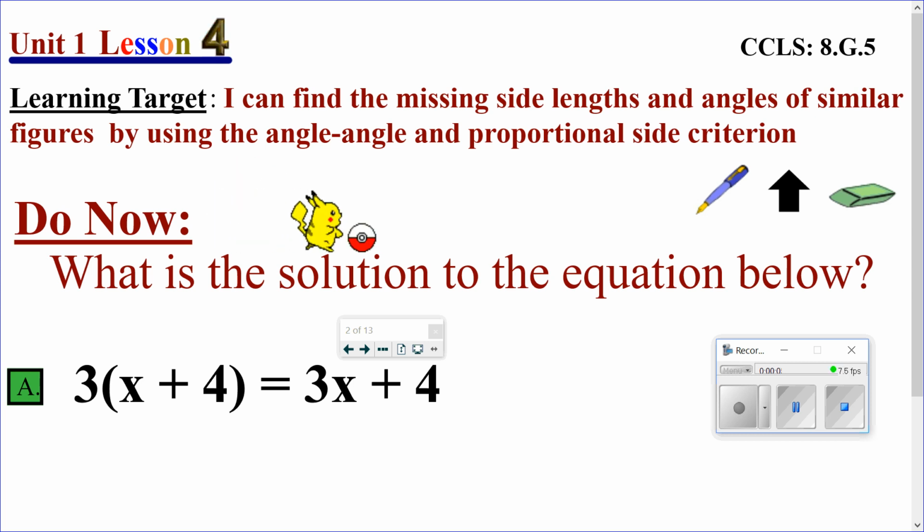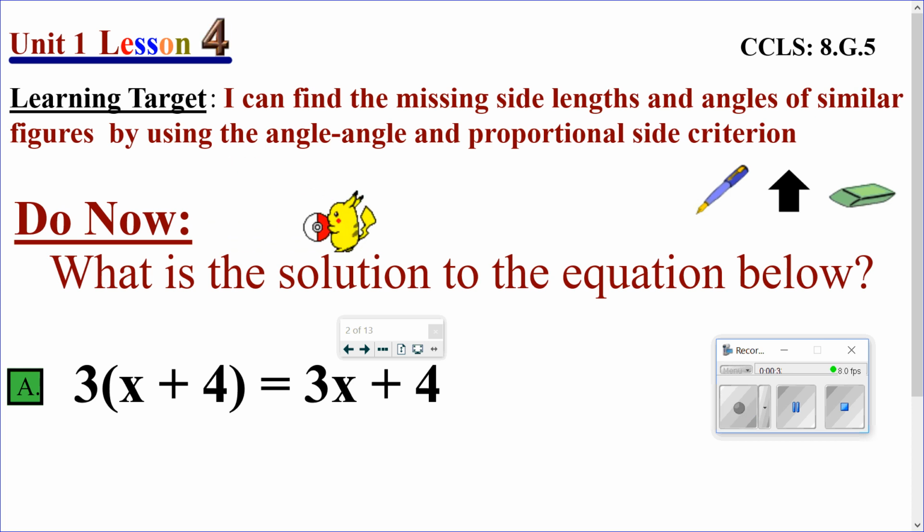Today we are starting Unit 1, Lesson 4. The learning target is: I can find the missing side lengths and angles of similar figures by using the angle and proportional side criterion. Your Do Now is: what is the solution to the equation below? I would like you to pause your computer and work this, and then I will come back and we will go over it.